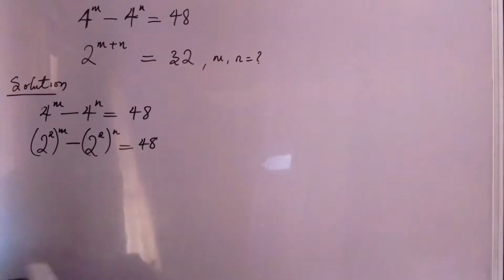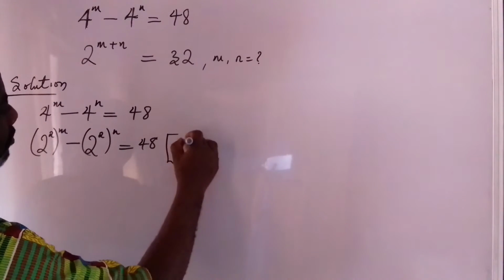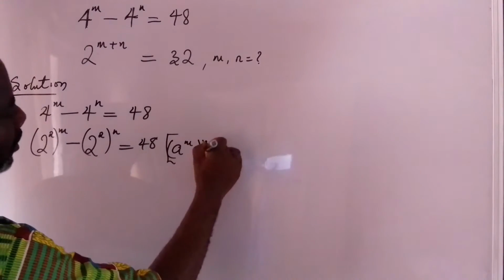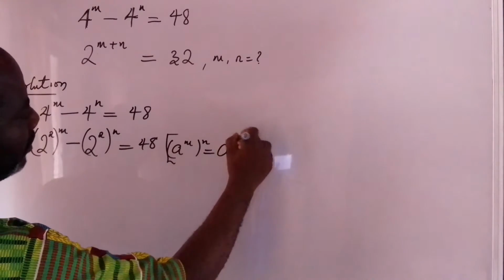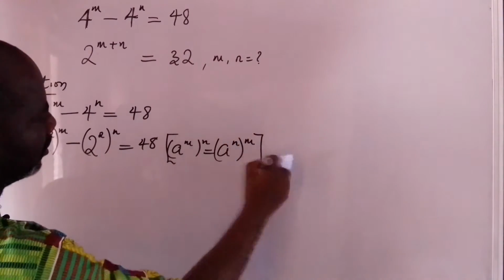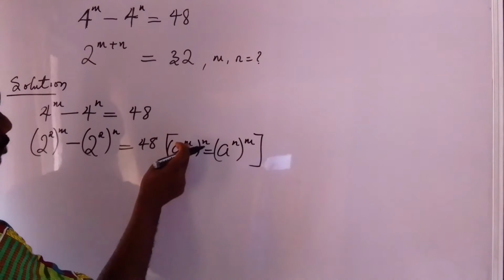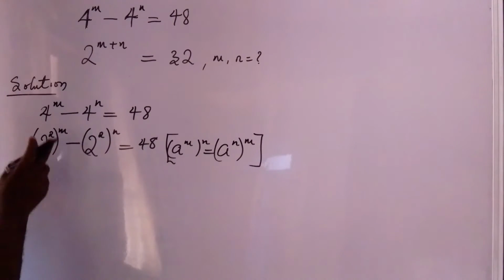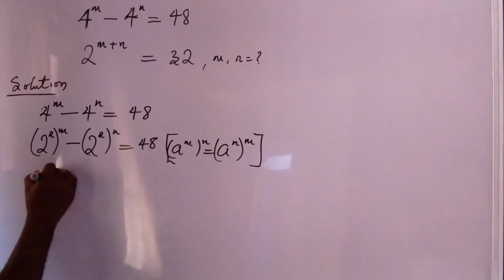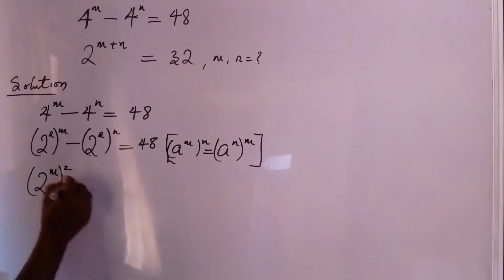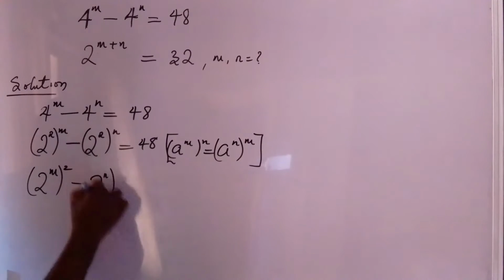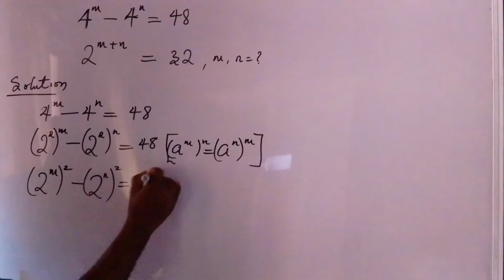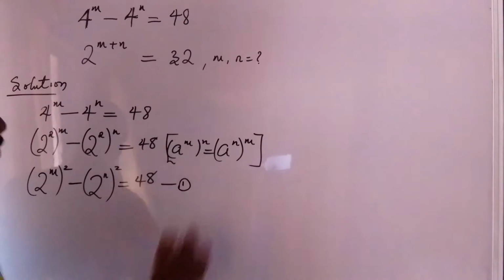So I'm going to apply a law here. A rule in indices that if I have a to the power of m all to the power of n, it is the same thing as a to the power of n all to the power of m. It is just a matter of switching places between the m and the n. So if I switch m for 2 and 2 for m, this becomes 2 raised to power m all squared minus 2 raised to power n all squared equal to 48. So I can take this as equation 1.